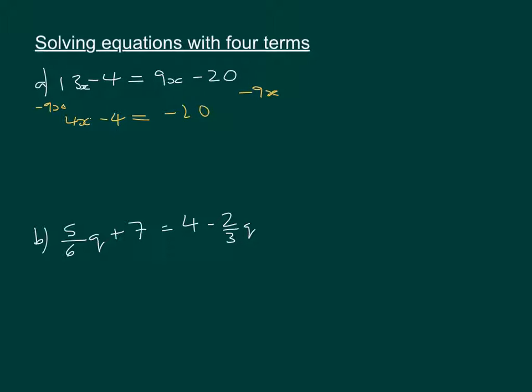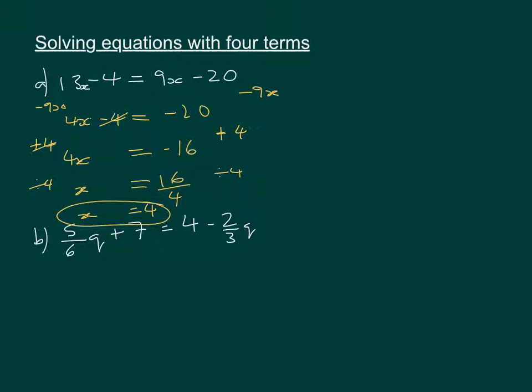Then we want to get rid of this minus 4 here, so to get rid of that we need to add 4 to both sides, which will give us 4x. Those two cancel out, and we'll have minus 20 plus 4, which is minus 16. And then to get single x, you have to divide both sides by 4, so x will be 16 over 4, which is 4. Sorry, that should be minus 4 because that's minus 16, which means that that's minus 4.